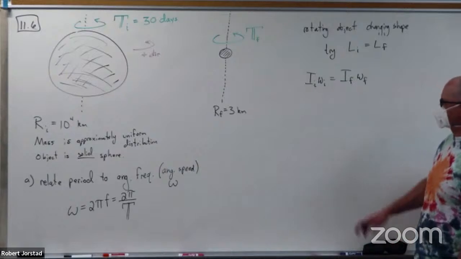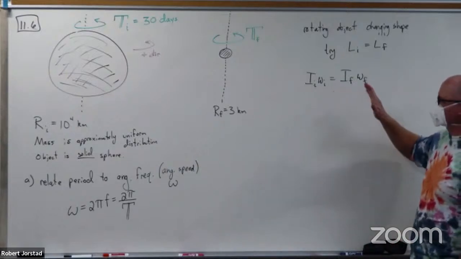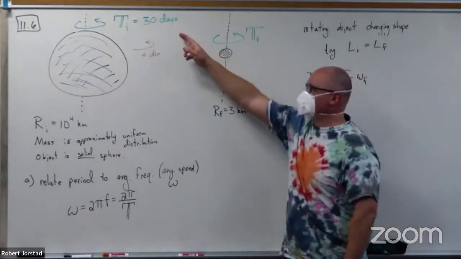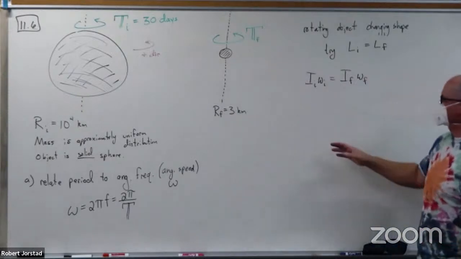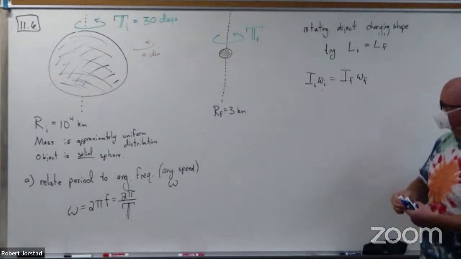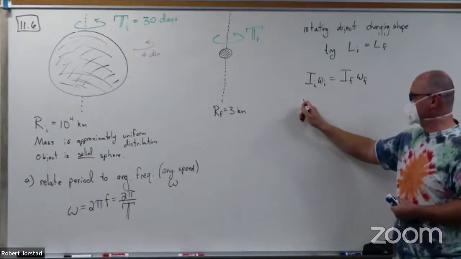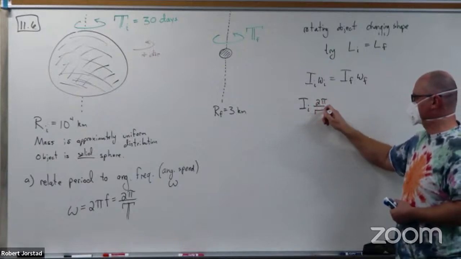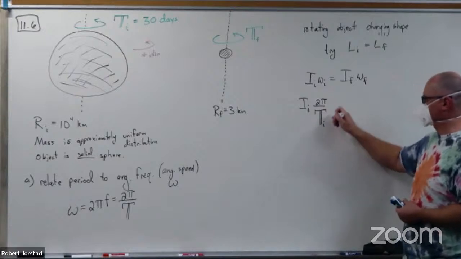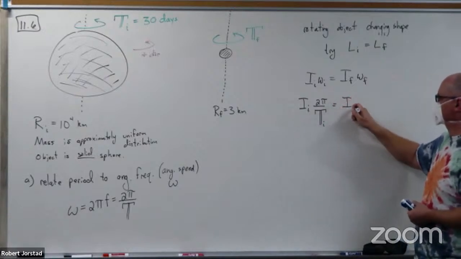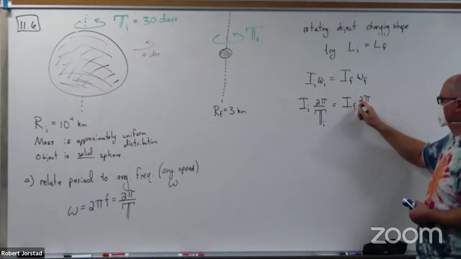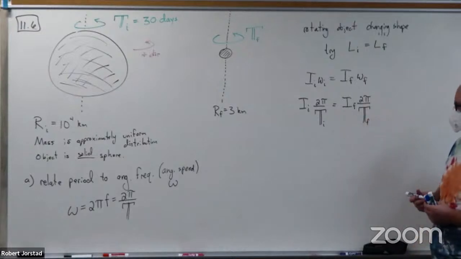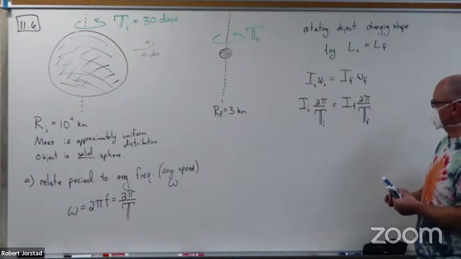What I want to do now is rewrite this angular momentum equation in terms of period, right? That way I don't have to keep messing around converting these to omegas and seconds. Oh, that's a pain. So I want to rewrite this equation in terms of the period. What do I get? Well, this is I initial 2 pi over period initial equals I final two pi over period final. What drops out? 2 pi.